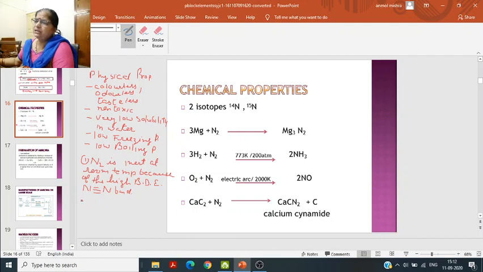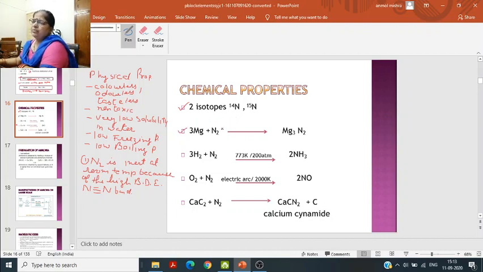Now nitrogen can directly combine with the elements to form compounds. You can see here, first, that nitrogen exists in two isotopic forms, N14 and N15. Now allotropic I said, it is isotopic form. Now what are isotopes? The elements having same atomic number but different mass number are called isotopes. So nitrogen exists in two isotopes, N14 and N15.